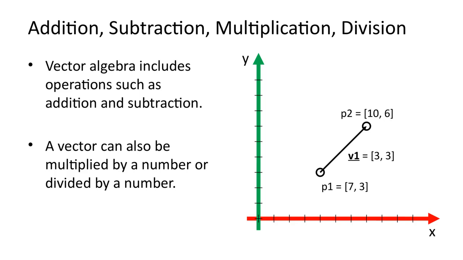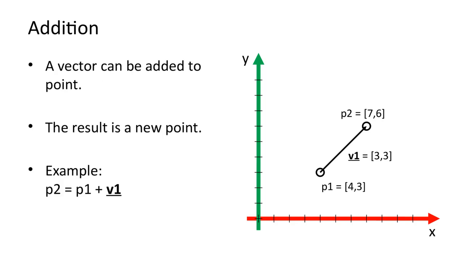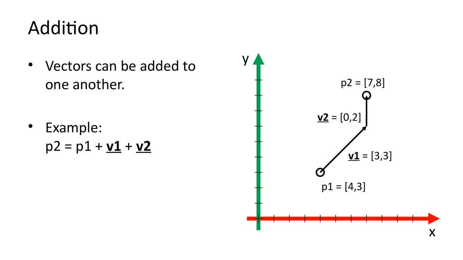Let's take a look at 4 of the basic operations that can be performed with points and vectors. They are addition, subtraction, multiplication, and division. We will look at each one in turn. This example starts at a point and adds a vector. It results in a new point. This example starts at a point and adds 2 vectors. It again results in a new point.